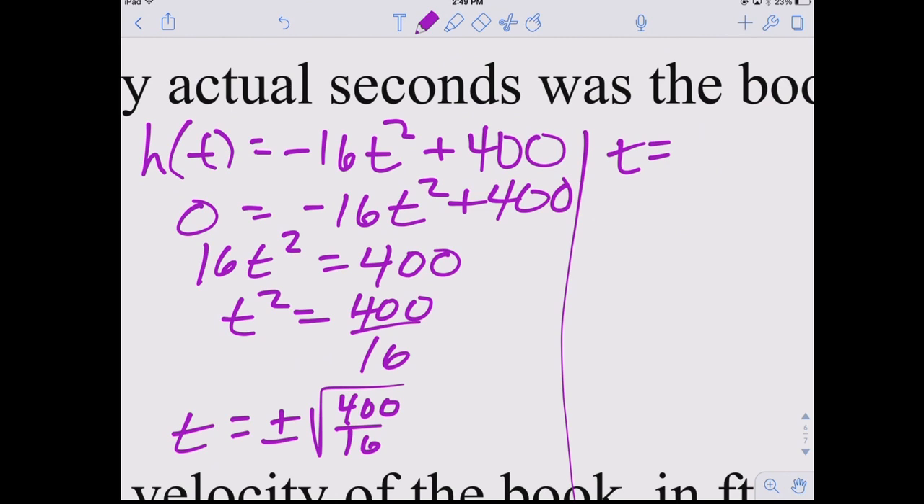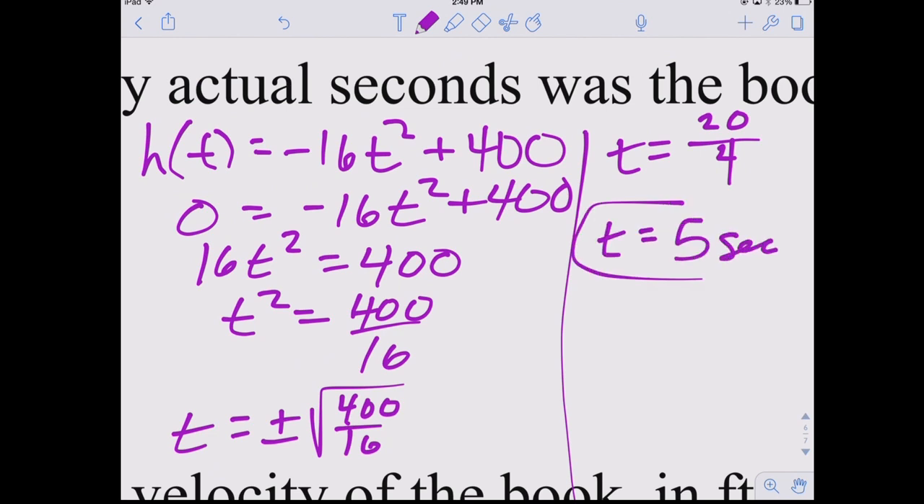Now, if you take the square root of 400 over the square root of 16, I'll do the denominator for you because I know that one. The square root of 16 is 4. The square root of 400, is that a good one? 20. Good. Now, 20 over 4 is also known as 5. So it took 5 seconds to hit the ground.